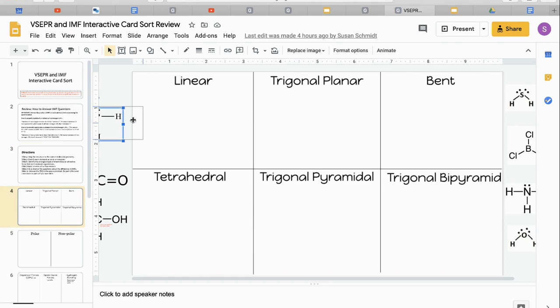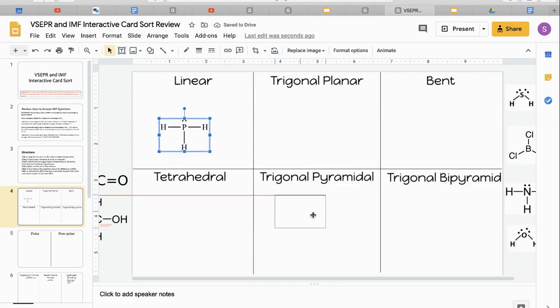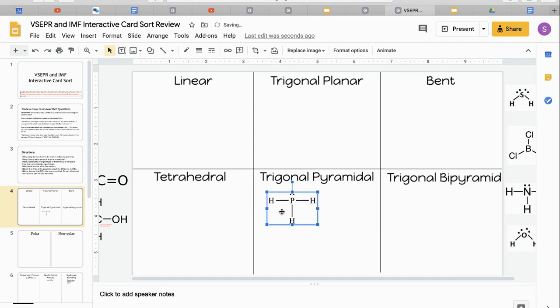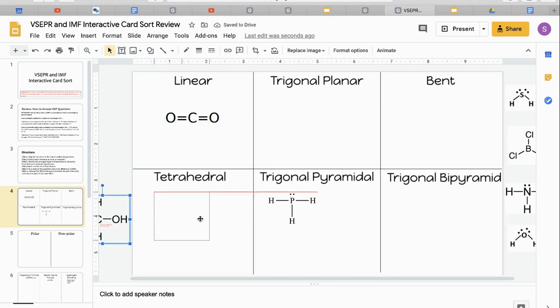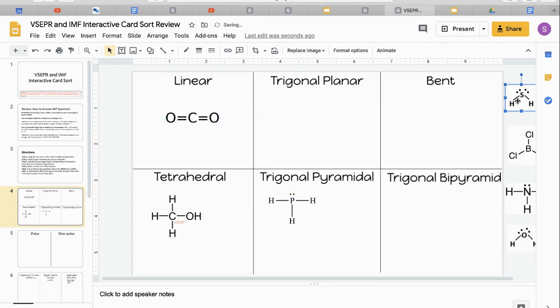So if we take this molecule here, this is not trigonal planar, not linear. This is trigonal pyramidal, 1 lone pair, 3 bonds. Here we have CO2, that's linear. Here is methanol, it's tetrahedral. SH2 is bent.